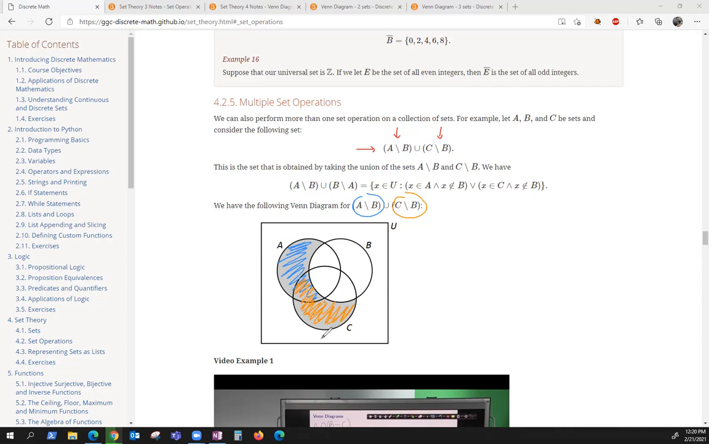And then the union would be anything that is shaded in. So the union is anything that is colored. So it's the gray part in the original color.